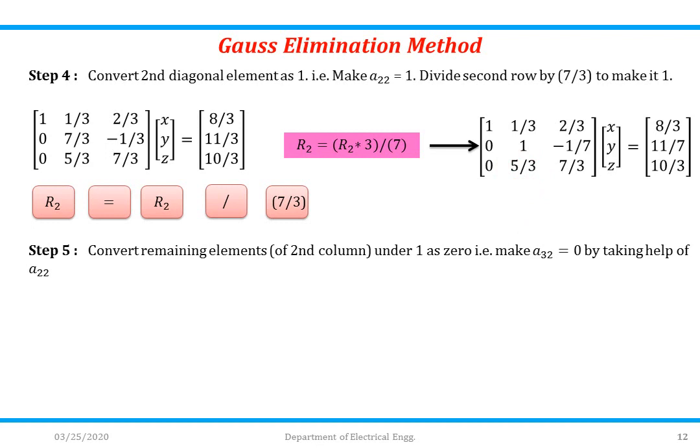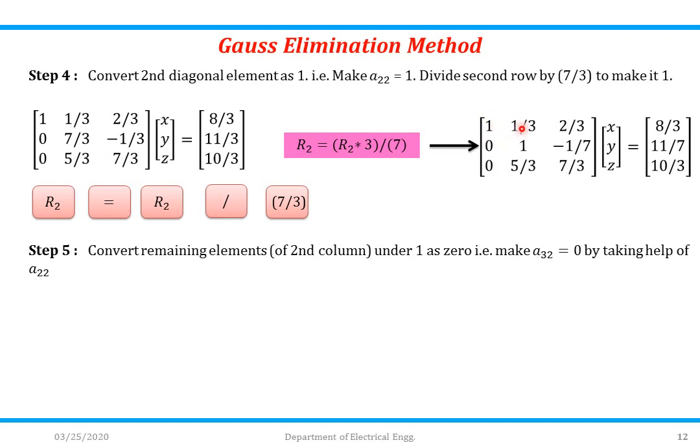So step number 5 is convert the remaining element of the second column under 1 to a 0. Now if you observe carefully here, under 1 there is only one element. That means this is your R3. So if I want to make this element a 0, I want to take help of this. This is very important. Remember, if I want to make these two elements 0 in column 1, you have to take help of R1. That is, this is a diagonal element.